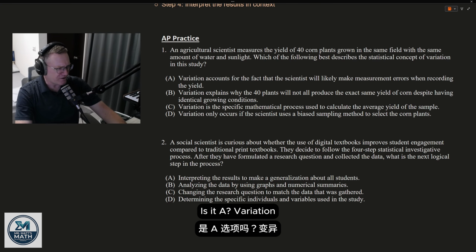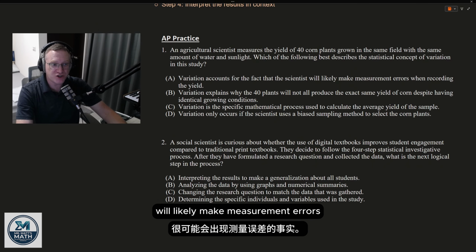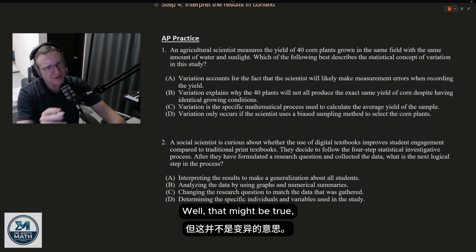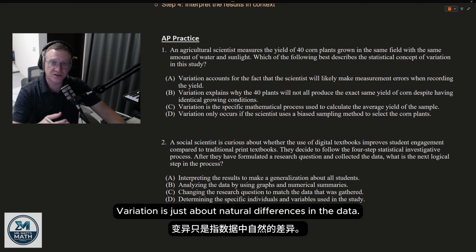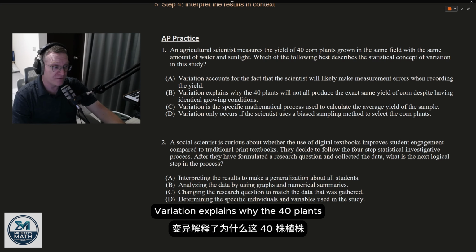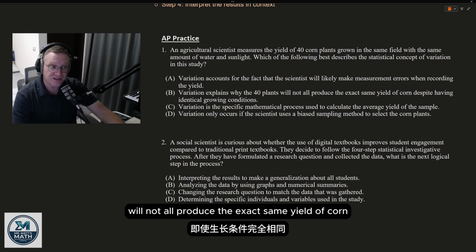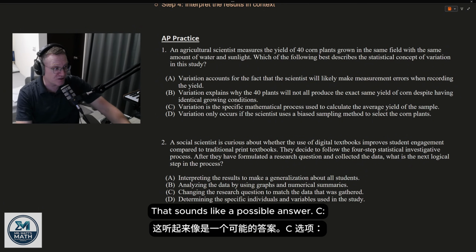Is it A, variation accounts for the fact that the scientist will likely make measurement errors when recording the yield? Well, that might be true, but that's not what variation is. Variation is not about errors. Variation is just about natural differences in the data. B, variation explains why the 40 plants will not all produce the exact same yield of corn despite having identical growing conditions. That sounds like a possible answer.